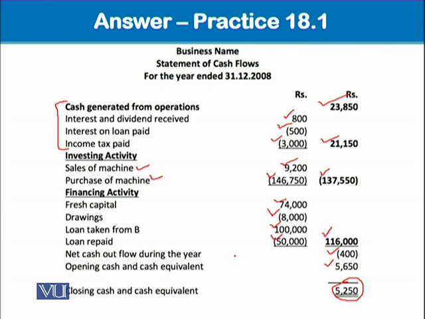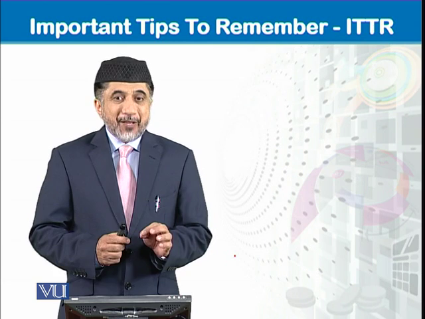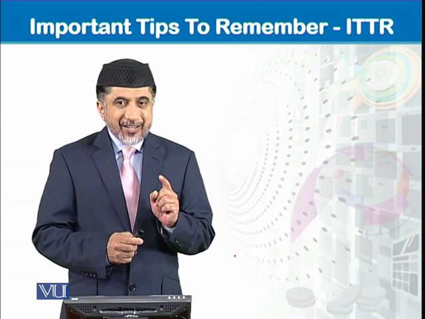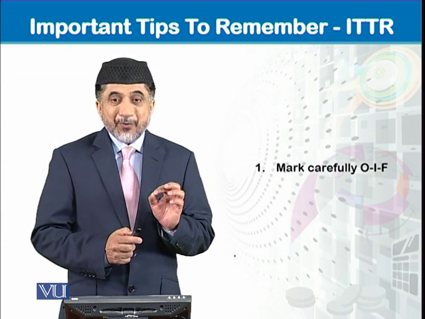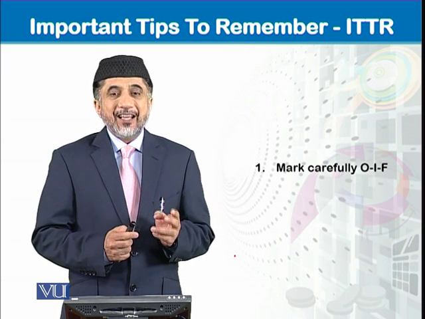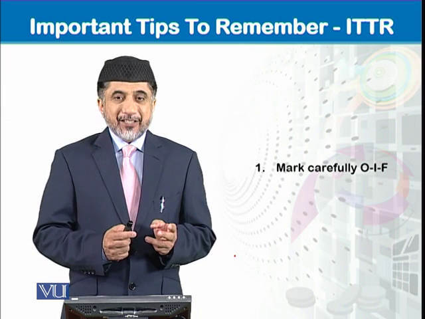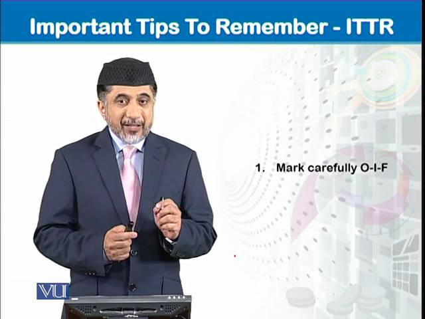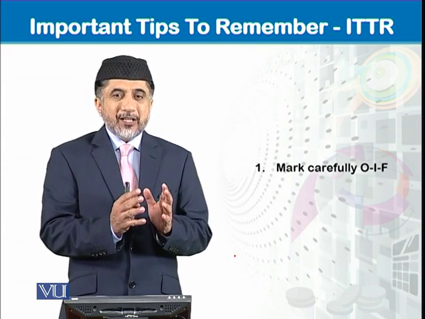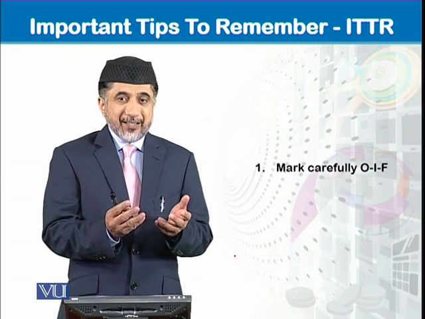So this is something that we learned about, how to prepare a statement of cash flows with the help of a receipt and payment account. And the important tip to remember in this module is that we have to mark O for operating activity, I for investing activity, and F for financing activity. So don't forget to mark OIF when this type of question is with you. This is straightforward to identify operating, investing, and financing. Okay? Thank you.